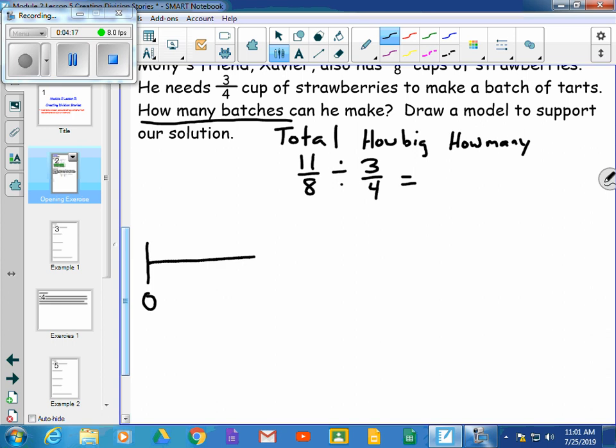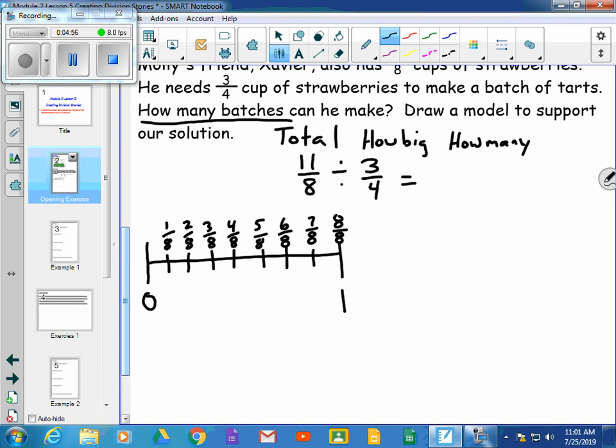There's 0, and there will be 1. I need to get to 11/8, so I need to find a point on there of 11/8. That means I'm going to split the distance between 0 and 1 into 8 equal pieces. So that would be 1/8, 2/8, 3/8, 4/8, 5/8, 6/8, 7/8, and then of course 8/8 is 1 whole.